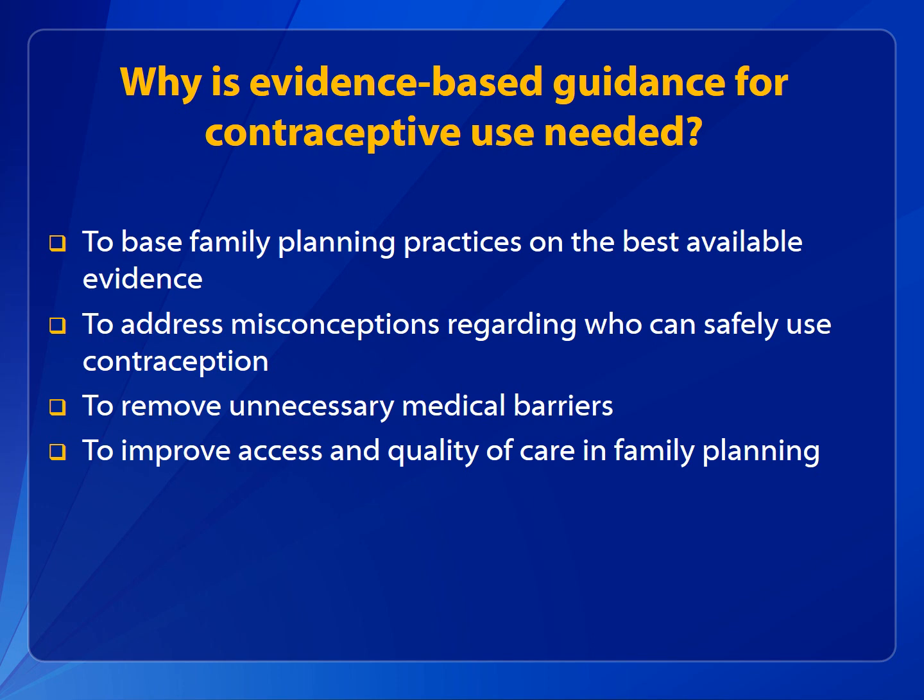The Centers for Disease Control and Prevention and World Health Organization wanted to develop guidelines that were based on the best available evidence that would address misconceptions regarding who can safely use contraception and remove unnecessary medical barriers, thereby improving access and quality of care in family planning. CDC's contraception guidelines, including the U.S. SPR and the U.S. Medical Eligibility Criteria for Contraceptive Use, have been endorsed by the American College of Obstetricians and Gynecologists and the North American Society for Pediatric and Adolescent Gynecology.